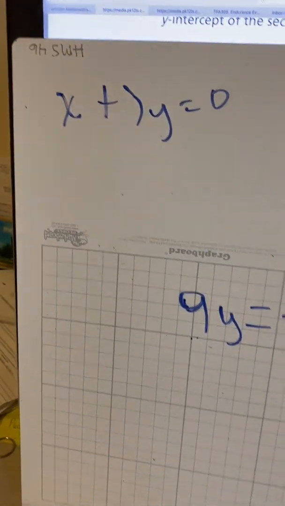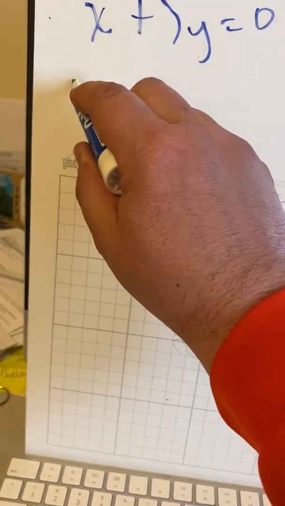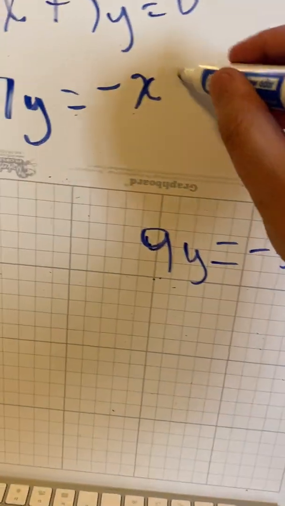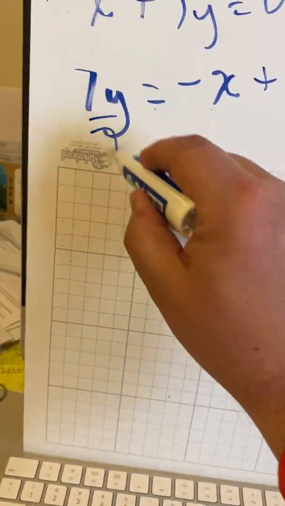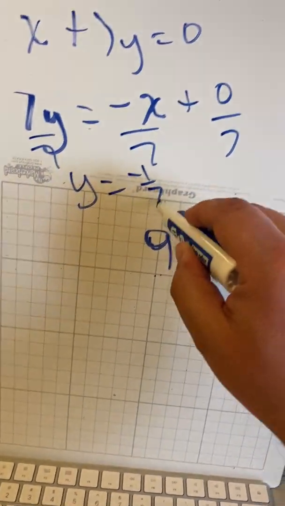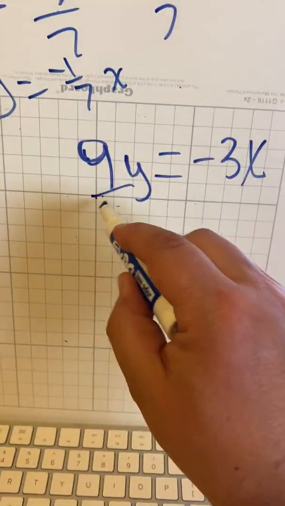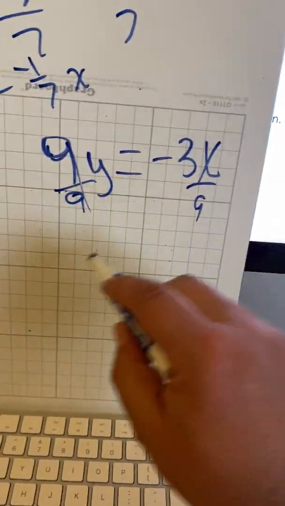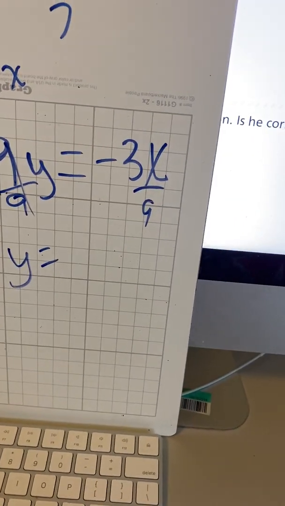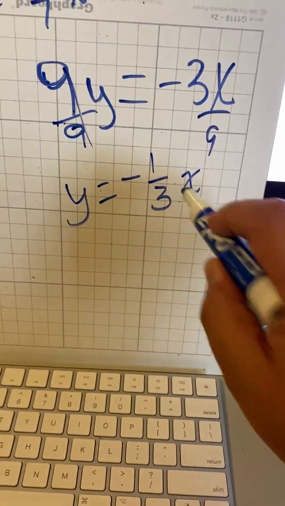All right. I have to isolate the y value. This one, I have to bring the x over to the other side, so it's 7y is equal to negative x plus 0. Doesn't matter. Let's just put it there. Then I have to divide by 7. Y is equal to negative 1/7 x plus nothing. So it doesn't matter. Divide both sides here by 9. Y is equal to negative 3/9. But 3/9 is going to reduce. They're both divisible by 3. Should turn into negative 1/3 x.